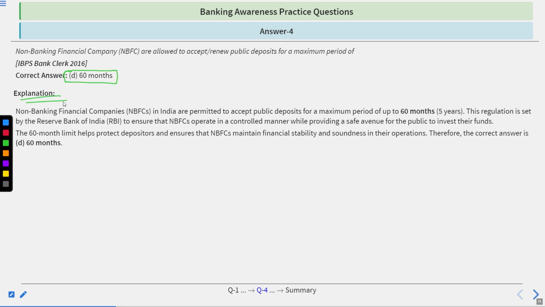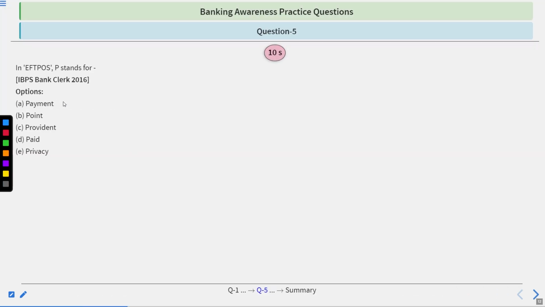Go by the explanation. NBFCs in India are permitted to accept public deposits for a maximum period of up to 60 months, 5 years. This regulation is set by the Reserve Bank of India to ensure that NBFCs operate in a controlled manner, providing a safe avenue for the public to invest their funds. So the 60 months limit helps protect depositors and ensures that NBFCs maintain financial stability and soundness in their operations.